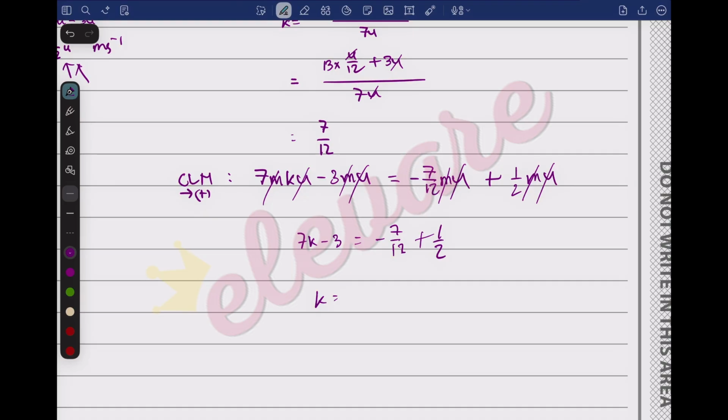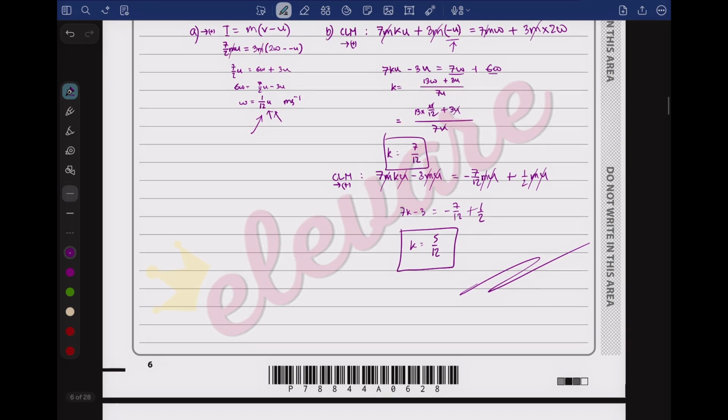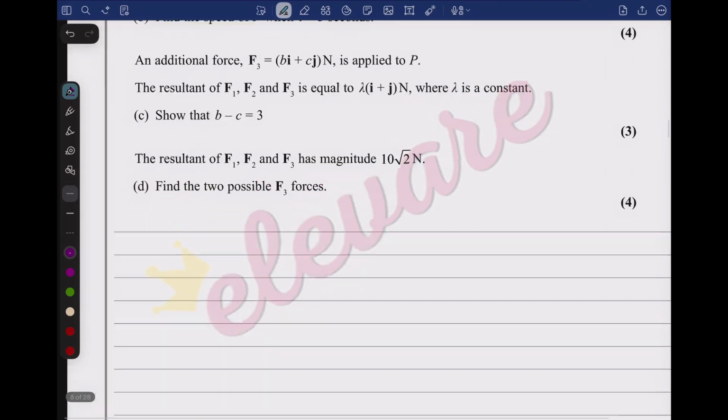This gives you an answer of 5 by 12. That's it. These answers look good enough and look plausible enough, so you know you're right. These are the two possible values of k. You're done. If you want, you can write an additional statement here. Therefore k is equal to 7 by 12 and k is equal to 5 by 12. You could write that down, but let's not waste time.